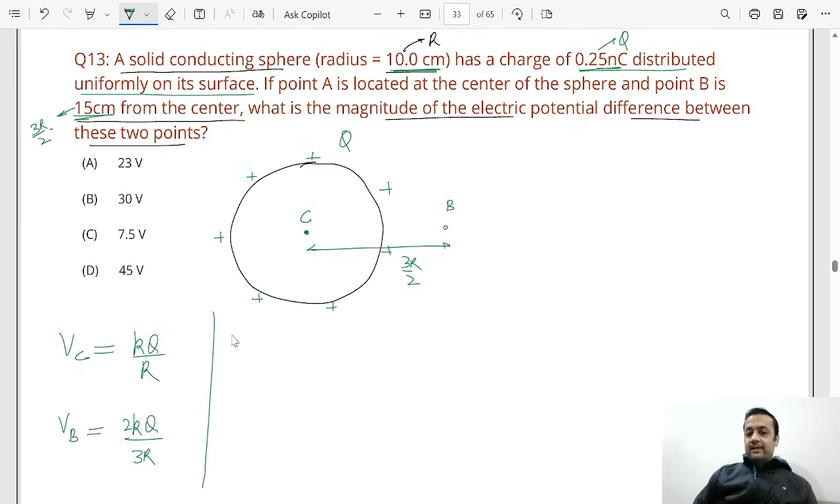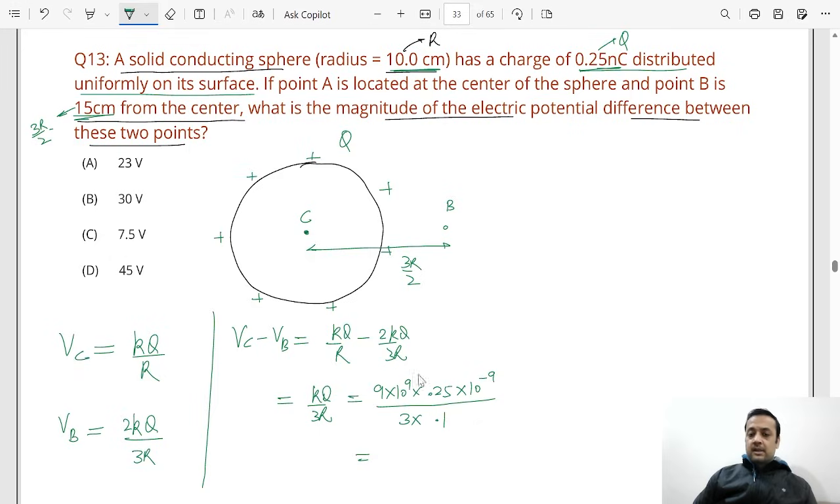Now we have to find the potential difference, Vc minus Vb. That will be kq by r minus 2kq by 3r, which overall will become kq by 3r. Now we can put in the values. K is 9 into 10 to the power 9. Q is 0.25 nano, meaning 0.25 into 10 to the power minus 9 coulombs, upon 3 into the radius, which is 0.1, because this is in centimeters so you have to convert it. So this will kill each other. 9 by 3 is 3, and 0.25 upon 0.1 will become 2.5, which means 7.5 volts.